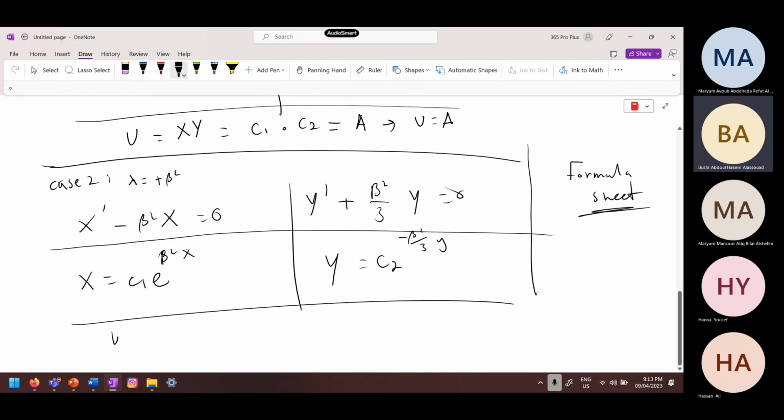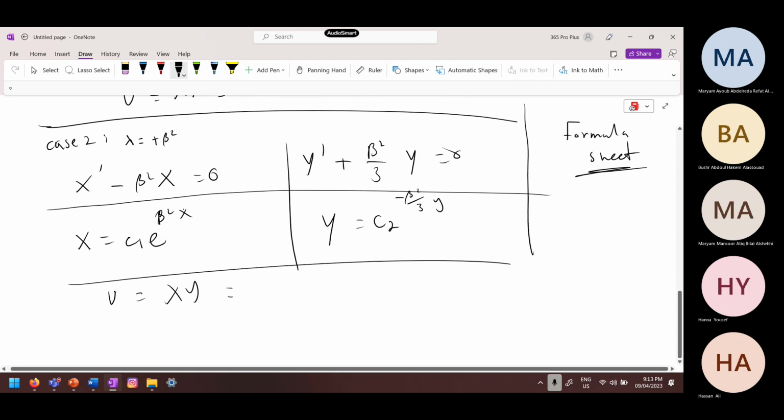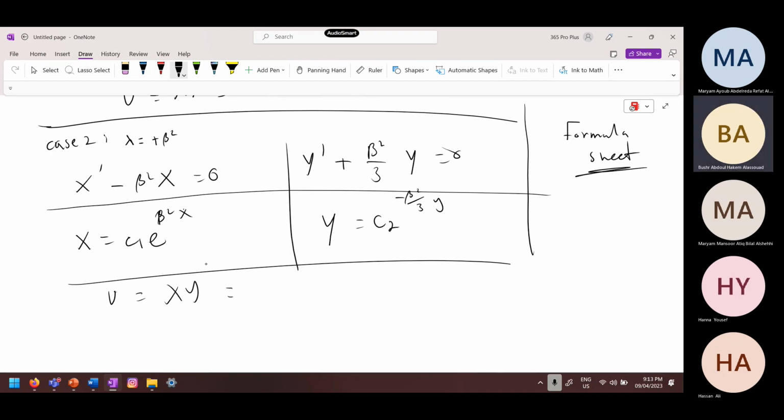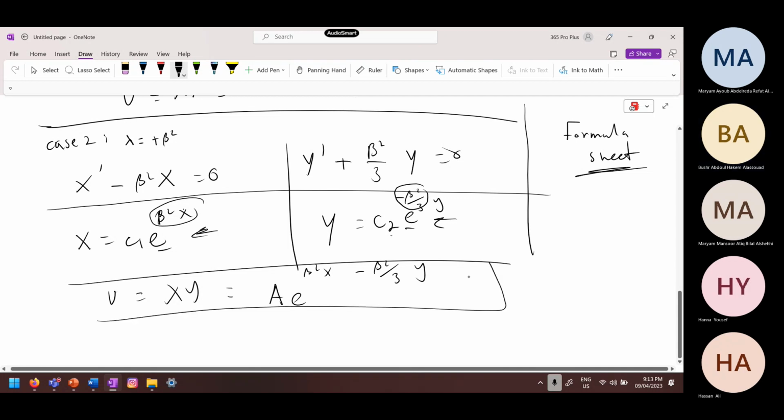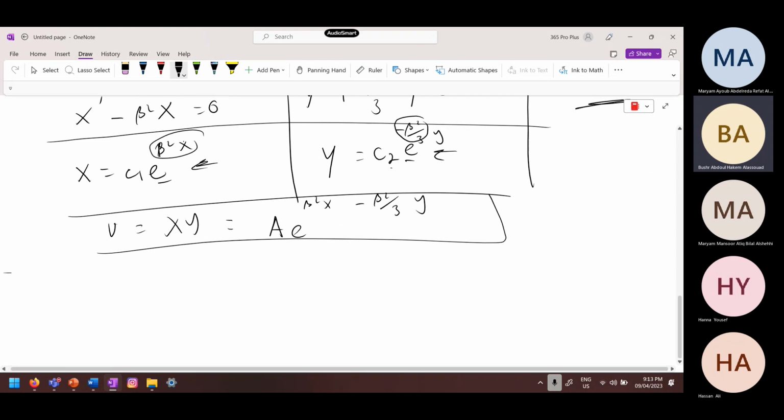Now back to the assumption again, xy. You need to multiply this function with this, and you will get, so constant multiplied with a constant is another constant. You have two same bases. This is an E here, sorry. Two same bases, E and E. So you basically just find the summation of the both exponents. So E to the power beta square x minus beta square over 3y. This is the solution of u. Okay, this is the second solution.